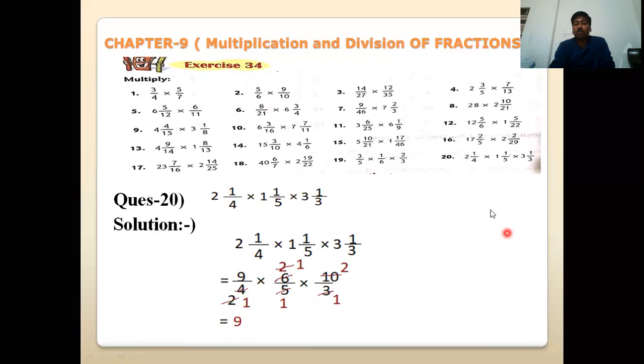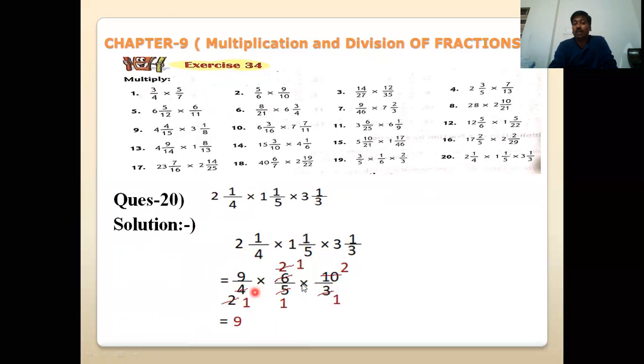And now question number 20 of exercise 34. This is the last question of your exercise. 2 whole 1 by 4, 1 whole 1 by 5, and 3 whole 1 by 3. First of all, we will change into the mixed fraction, change into the simple fraction. It means improper fraction. When we change 2 whole 1 by 4, we get 9 by 4. 1 whole 1 by 5, we get 6 by 5, and 3 whole 1 by 3, we get 10 by 3.